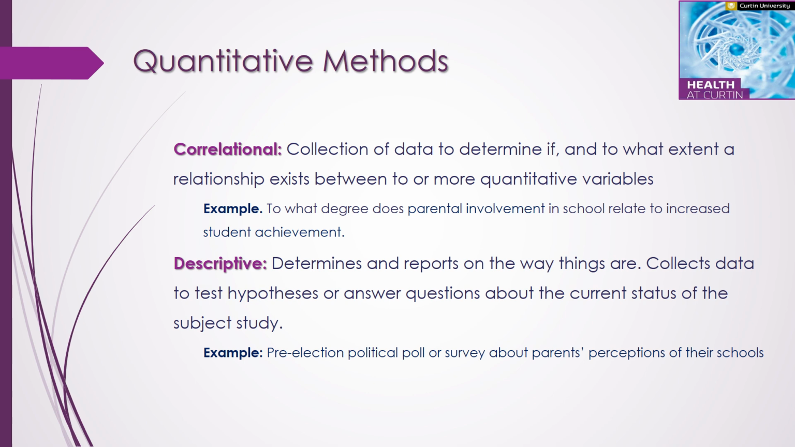Correlational methods collect data to determine if, and to what extent, a relationship exists between quantitative variables. For example, examining the degree to which parental involvement in school relates to increased student achievement. Descriptive methods collect data to test hypotheses or answer questions about the current status, such as pre-election political polls or surveys about parents' perceptions of their schools.